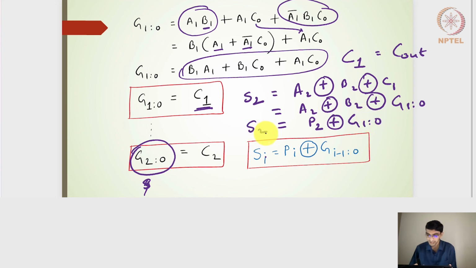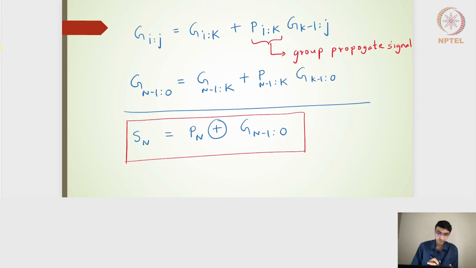So similarly, I can write the sum of the ith bit as nothing but the XOR operation of the bit level propagate signal Pi with Gi minus 1 is to 0. All right. So if I'm generating the sum of the ith bit, it is nothing but the propagate of the ith bit XOR with the group generate of the previous ones, so i minus 1 with respect to 0. Right, hope this is clear.